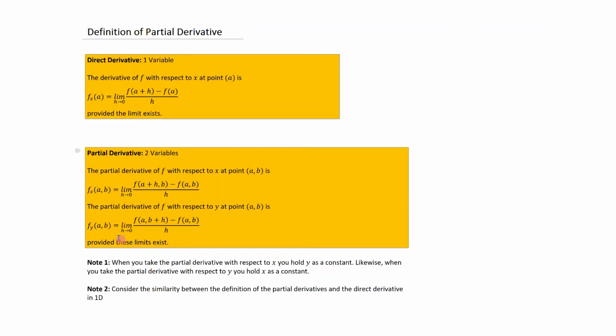So these are the only distinction now that we're basically using the same definition for derivative, but now we have 2 individual derivatives, and we call them partial derivatives. So just as a note, when you take the partial derivative with respect to x, you hold y as a constant. Likewise, when you take the partial derivative with respect to y, you hold x as a constant. Notice the similarity between the definition of the partial derivative and the direct derivative in 1D.